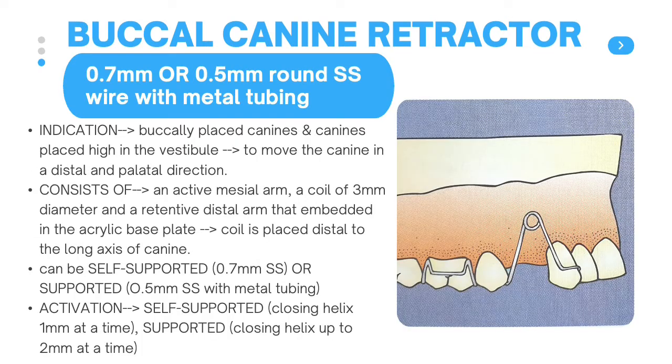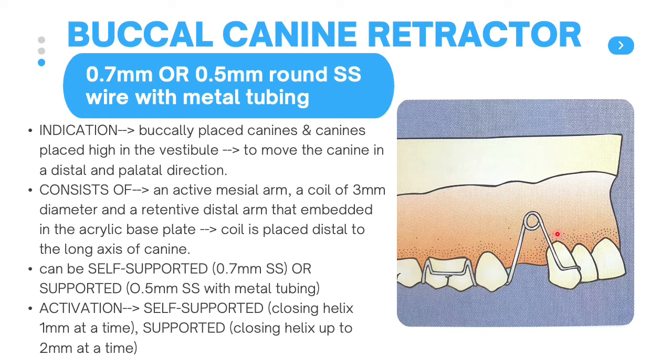This is buccal canine retractor. It can be self-supported or supported. For self-supported, it uses 0.7 mm stainless steel round wire, and then if it is supported, it will use 0.5 mm stainless steel with metal tubing. It is used for buccally placed canine and canine placed high in the vestibule, and then to move the canine in distal and palatal direction.